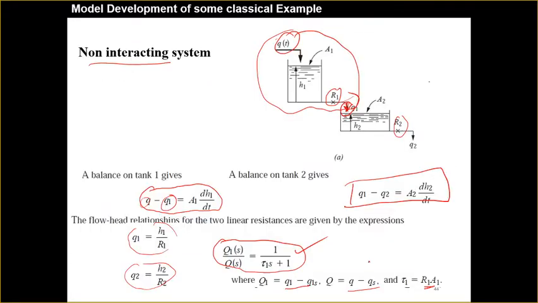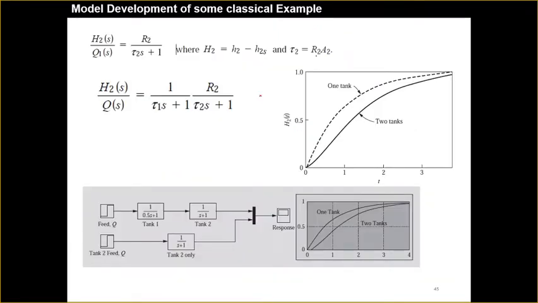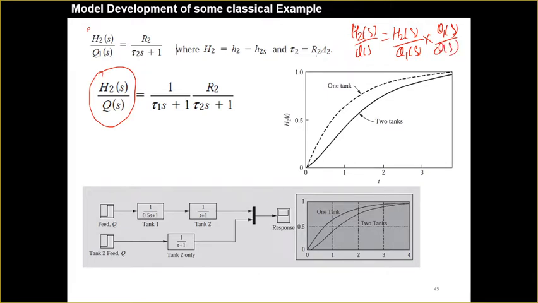Now, what is your ultimate target? Your ultimate target is to control this level, yes or no? From this, the input is the main input Q. So you have to find H2 upon Q. To find H2s upon Qs, let's say H2s upon Q1s and Q1s upon Qs, if we define like this.